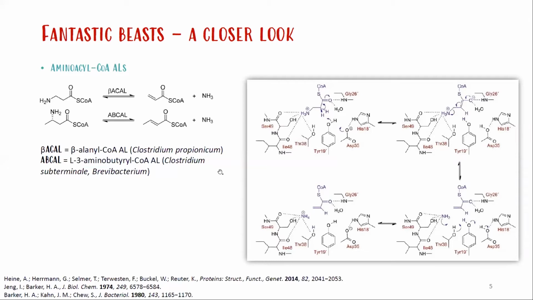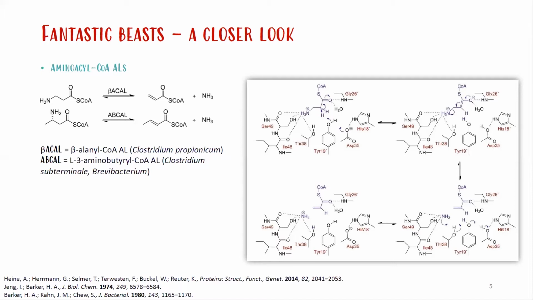As far as the enzymes themselves are concerned, they are fairly rare, and so this beta-alanyl coenzyme A ammonia lyase is, if I remember correctly, from the organism from which it was recovered, Clostridium propionicum, which was, I think, found in mud of San Francisco Bay or something like that.